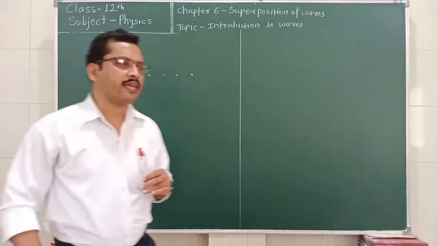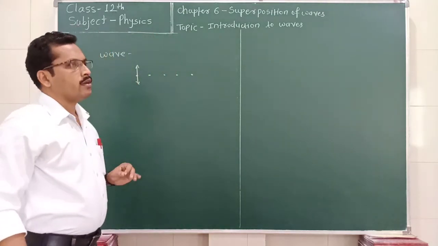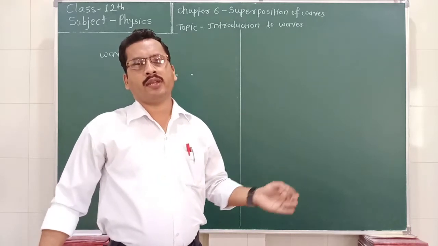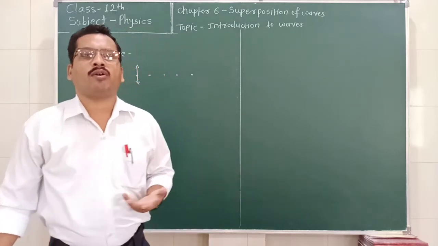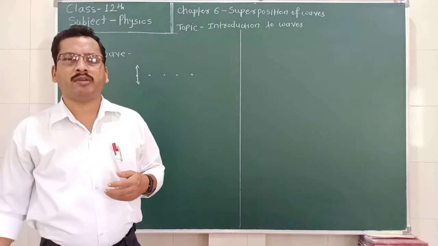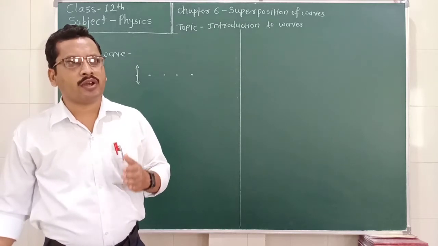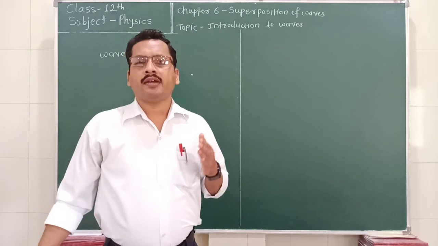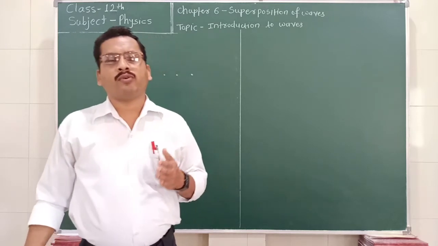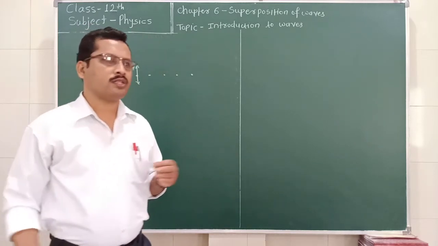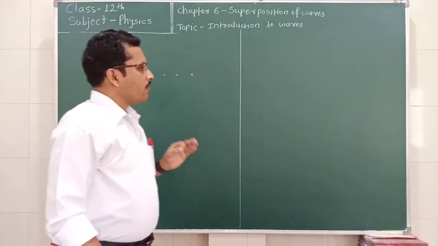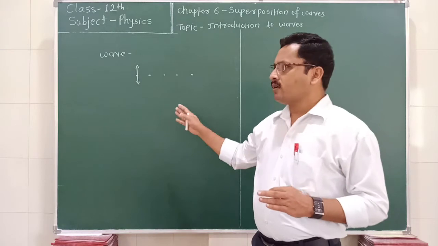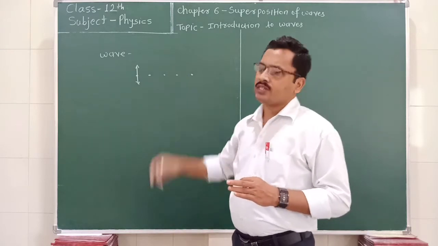So we can say that a wave is nothing but a mode of transfer of energy from one place to another without the migration of the particles. Migration means the particles are not traveling from one part to another; they stay at their equilibrium or original position. So this is the wave. A wave is nothing but a disturbance of the particles of the material through which the wave is traveling.